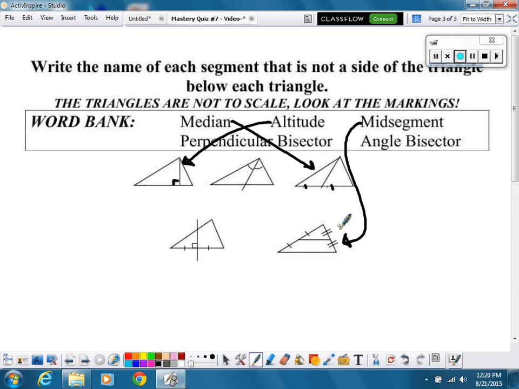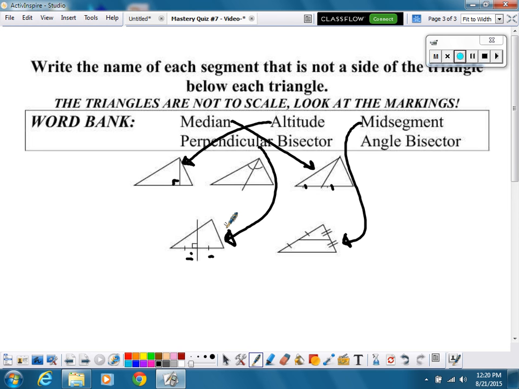Perpendicular bisector. Perpendicular sort of gives part of the answer away. It says it's perpendicular, so you're looking for that perpendicular symbol. Looks like there's one right here. Bisector means it cuts it in half, so it looks to me like this segment is cut in half here. Looks like our perpendicular bisector is in that triangle. That only leaves one triangle left.